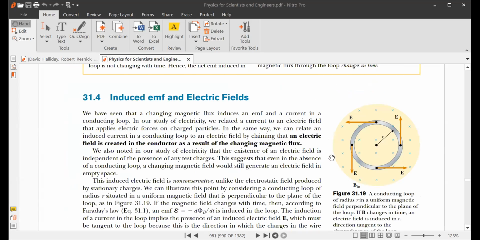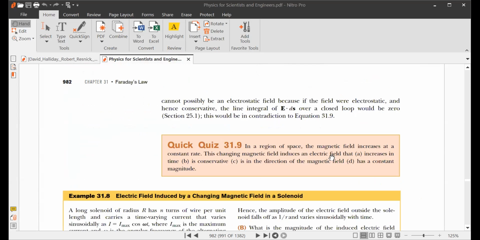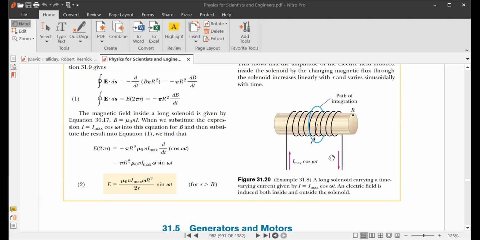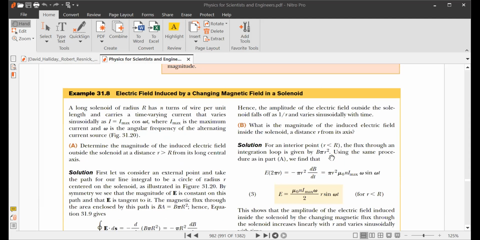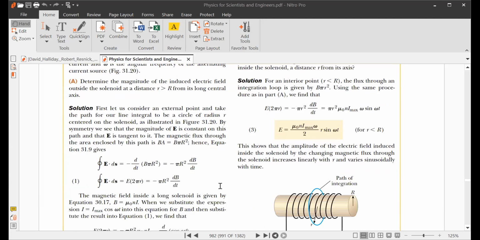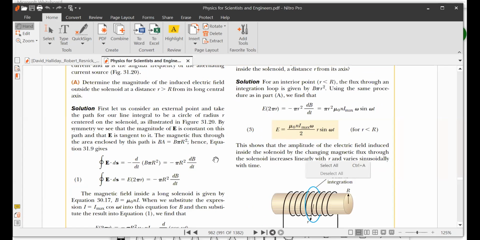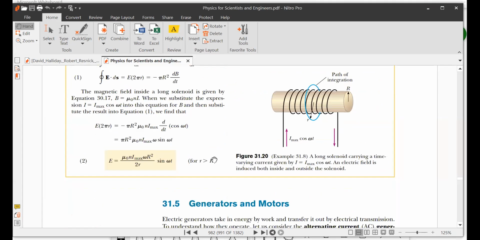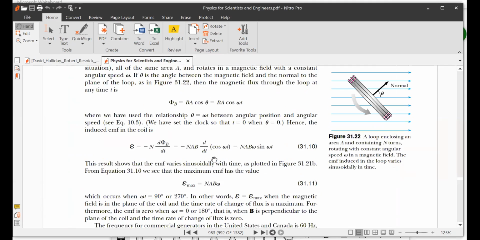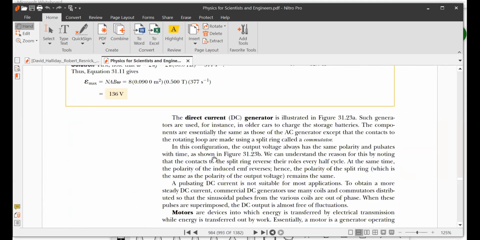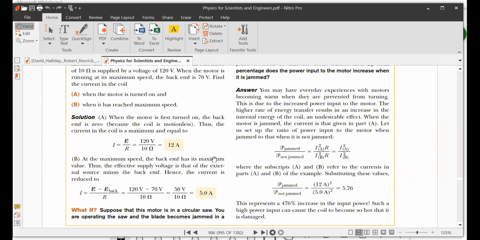Kemudian kita langsung pada ini. Ini Anda bisa baca sendiri terkait dengan medan listrik induksi pada solenoid. Oke, supaya mempercepat waktu.